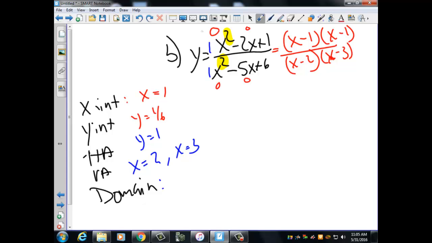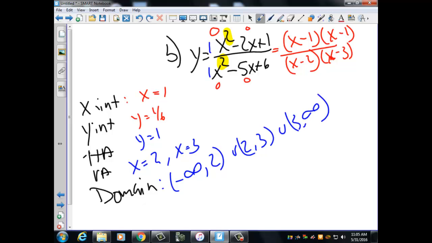The domain is going to be, what is the domain? Negative infinity to 2, union 2 to 3, union 3 to infinity.